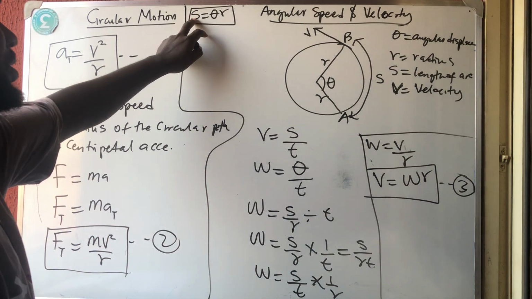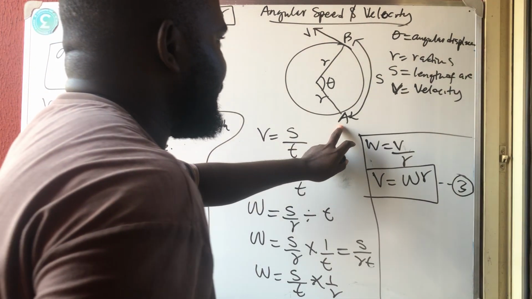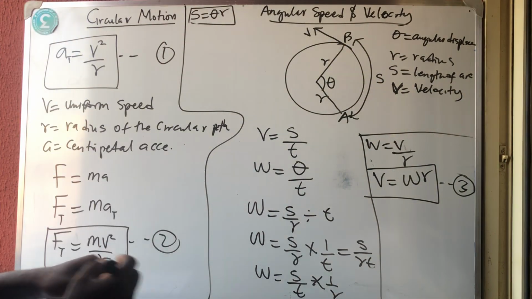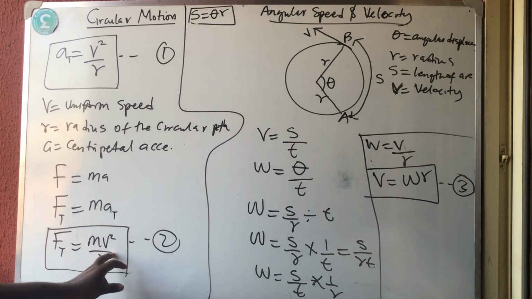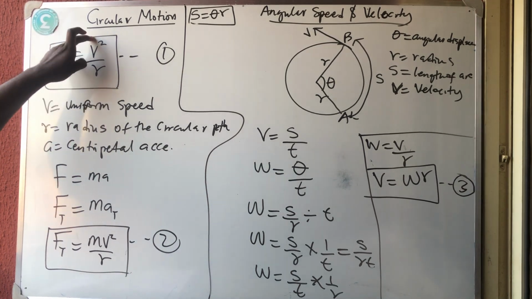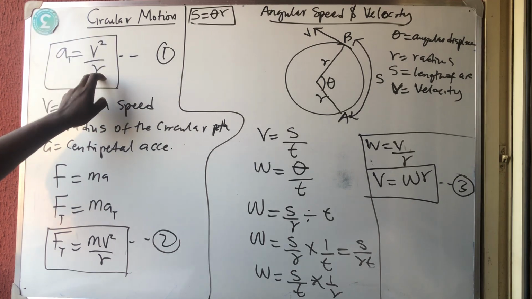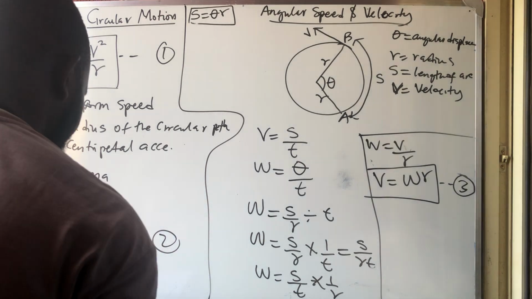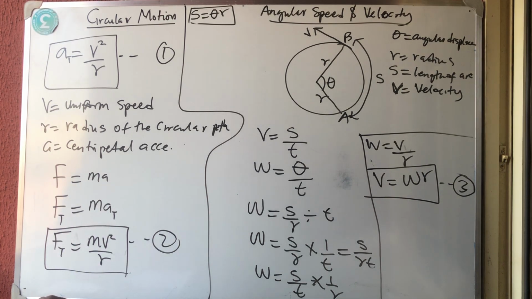But if you cannot remember this, know that distance means the length of an arc. Then use the formula for the length of an arc to get this one. Okay? For this number 2, if you cannot remember it, just remember that centripetal acceleration is v squared over r. Then force means ma. Then attach my m to get my centripetal force. That one is very simple to remember.